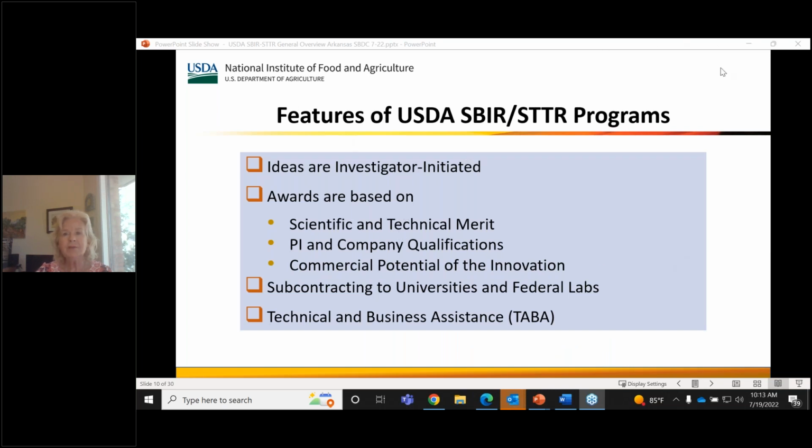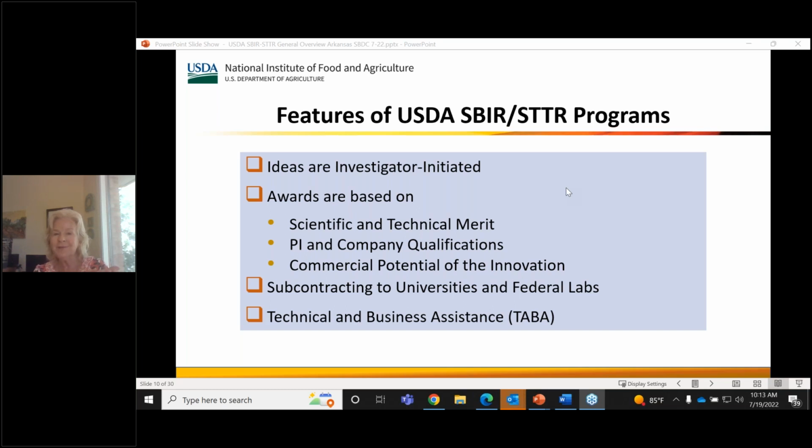Some of the features of the SBIR STTR program are that the ideas are investigator initiated. So typically we have a scientist or an inventor who is initiating the innovation, the scientific or technical innovation. And then the decisions about the awards are based on scientific and technical merit. That's really very important, and the commercial potential of the innovation. Those two things are fairly equal.